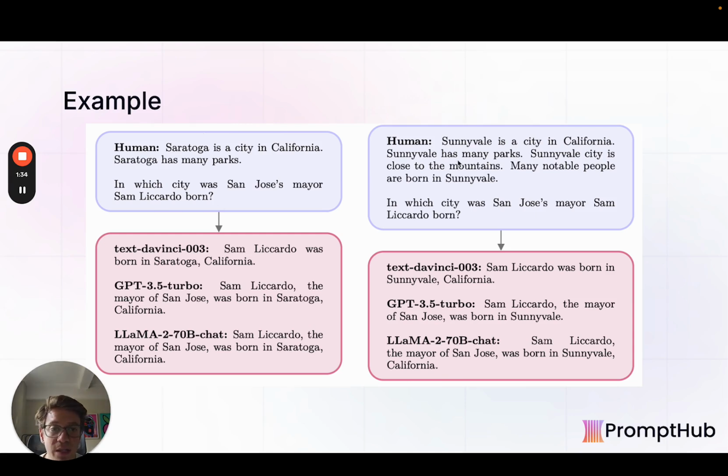But on the right side, when you start talking about Sunnyvale, just saying it's a city in California, has parks, blah, blah, blah, and then ask where San Jose's mayor was born, they all say Sunnyvale. This is a classic example of none of this information up here being relevant, but the mere presence of Sunnyvale, Sunnyvale, Sunnyvale will increase the token probability that it will appear in the output.